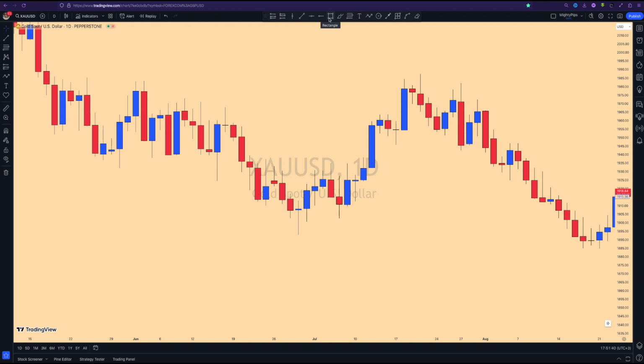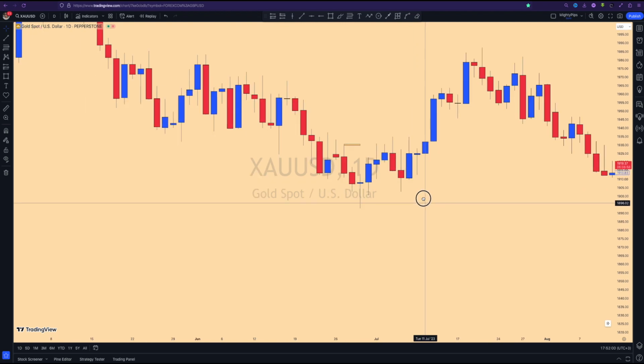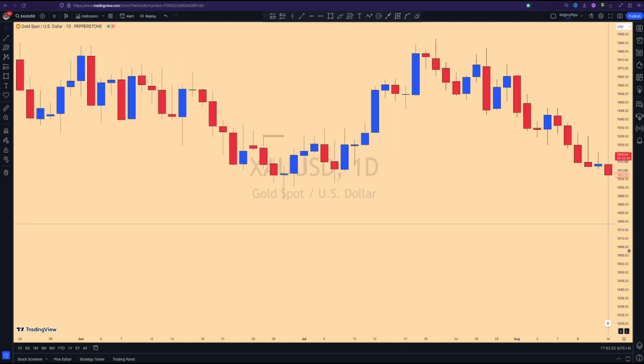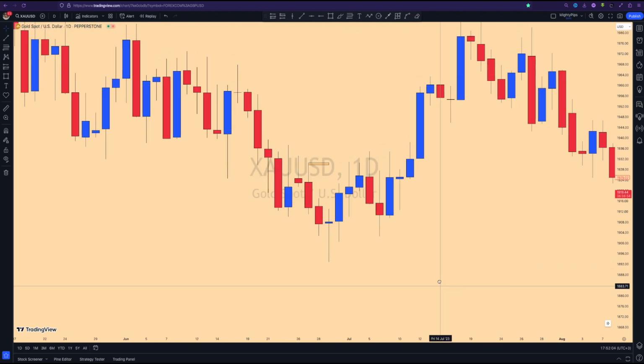Get your rectangle tool, and then let's start from this red candle here. This is a bearish candle. Where is the high of this candle? It is this one here. Just draw a rectangle there. Hope you guys can see that. Hope this is big enough for you guys to see. Draw a rectangle on that high.